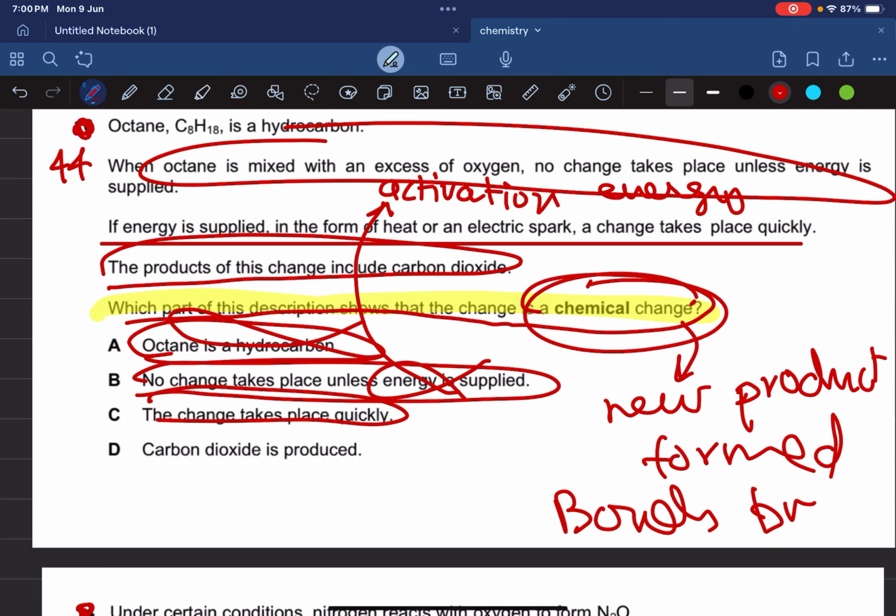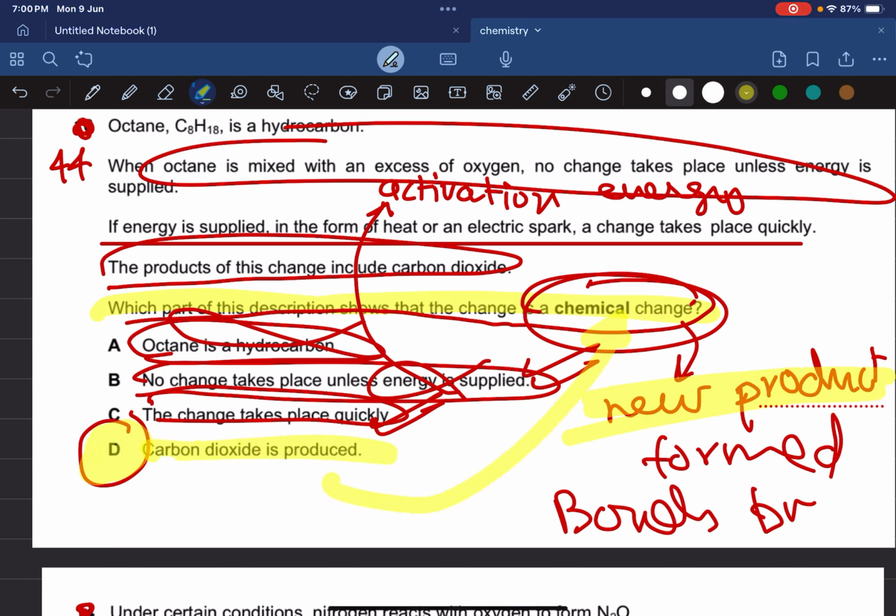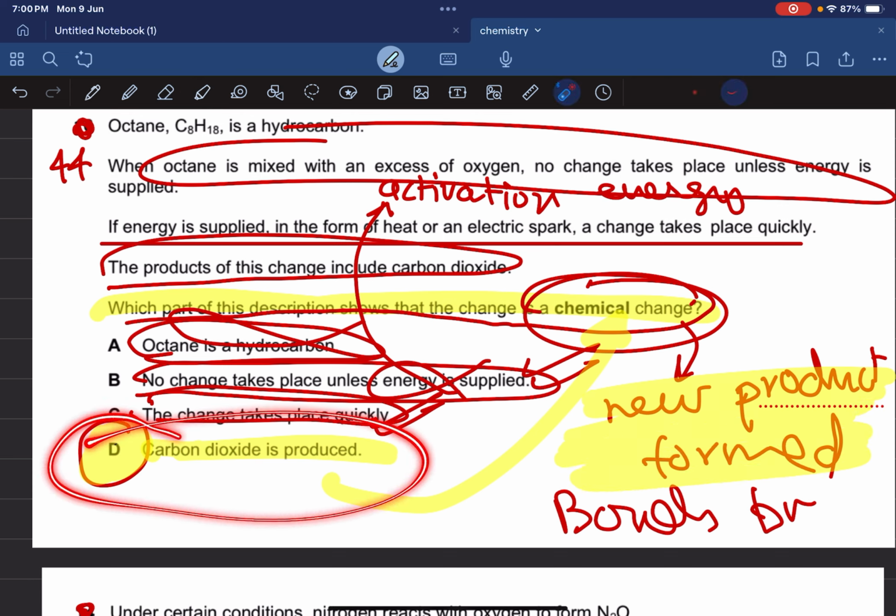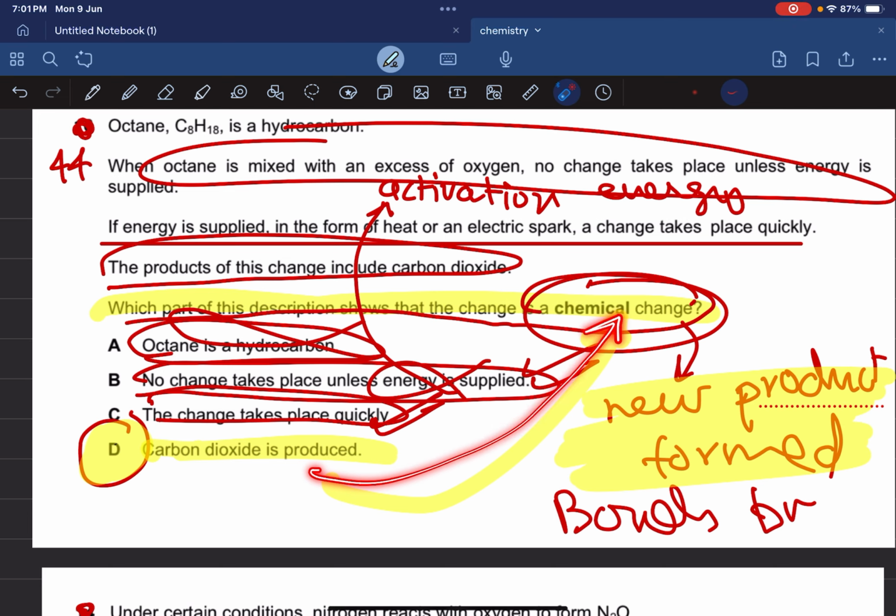Change takes place quickly. A physical change can also be quick. You can quickly supply heat to melt a substance. That's also heat being supplied in a physical change, and it's going to take place quickly. Carbon dioxide is produced, a new product is being made. This is what tells you that it is a chemical change, because in a chemical change a new product is going to be formed, and over here you're making a new product, that's carbon dioxide, so it's going to be a chemical change. I hope you get it.